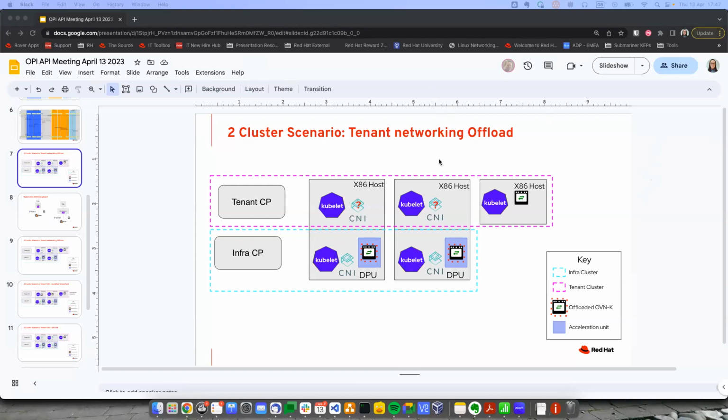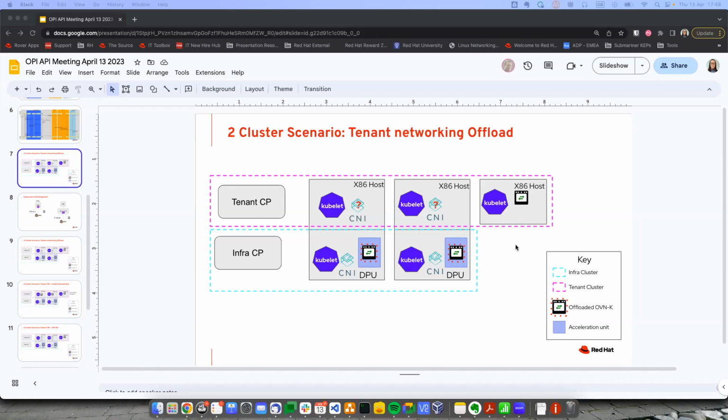So in the scenario we were discussing last week, we were looking at a 2-cluster scenario where we had a number of hosts that were DPU enabled and hosts that are not DPU enabled, all residing in the same tenant cluster. And we had offloaded the tenant networking to the DPU piece, which I tried to show with the red box around the OVN-K CNI, which is the CNI that's also being used on the non-DPU enabled host.